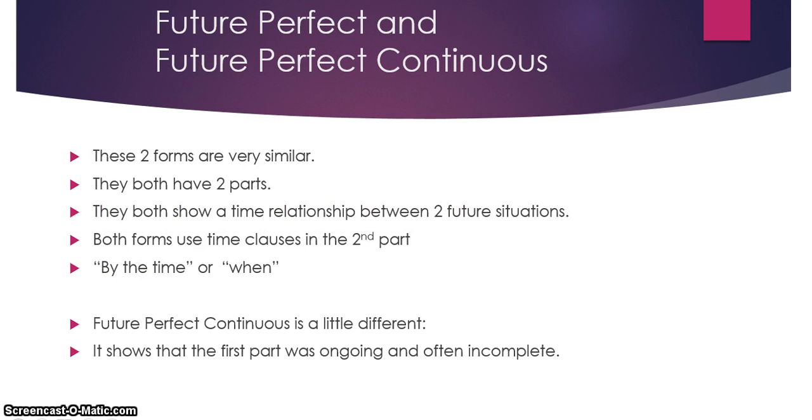Now let's talk about future perfect and future perfect continuous. Now these two forms are very similar. They both have two parts. They both show a time relationship between two future situations. Now both forms use time clauses in the second part, and the time clauses that are used are by the time or when. Now the future perfect continuous is a little different. It shows that the first part was ongoing and often incomplete.